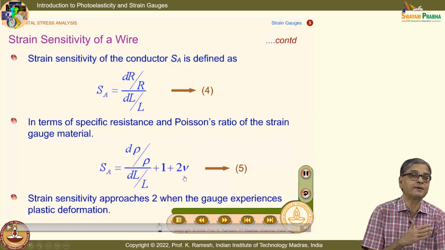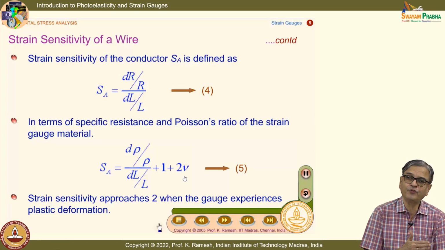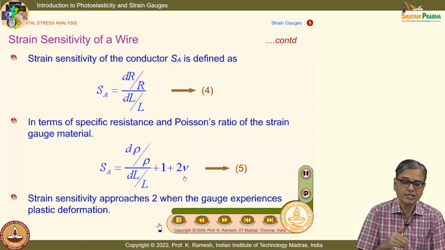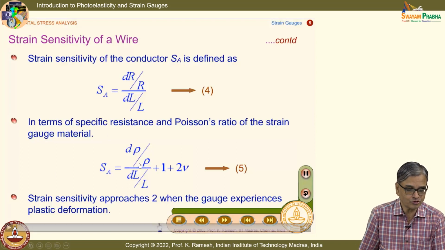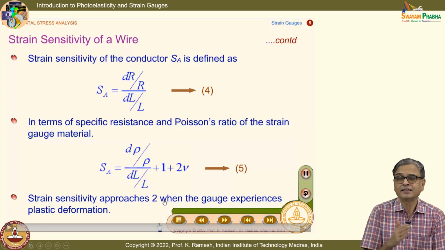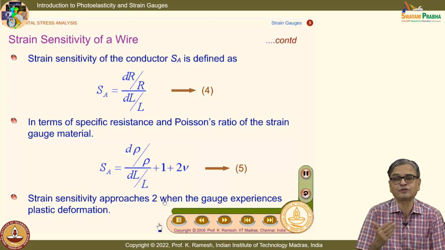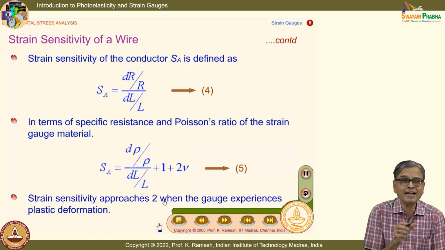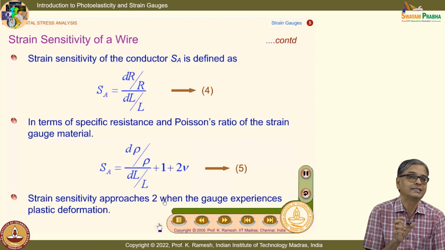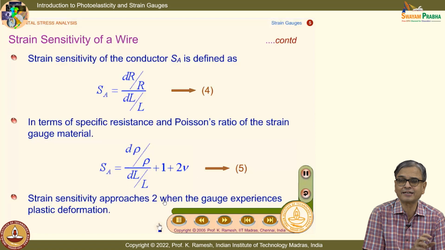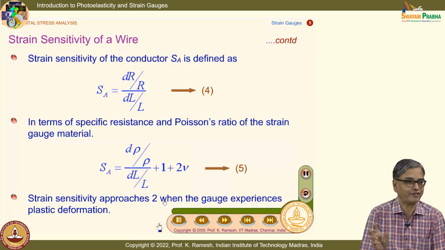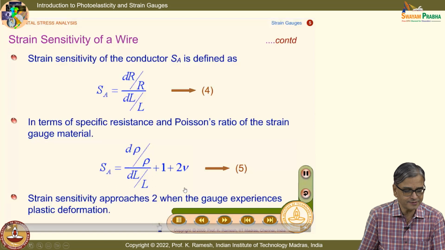So, when the material becomes plastic, then the value of nu goes to 0.5 and the first term goes to 0. So, this goes very close to 2. So, if I have the calibration constant, when I have to find out from the resistance change how to get the strain values, if I have that closer to 2, then I can comfortably go from elastic range to plastic range. So, that knowledge you get from this.